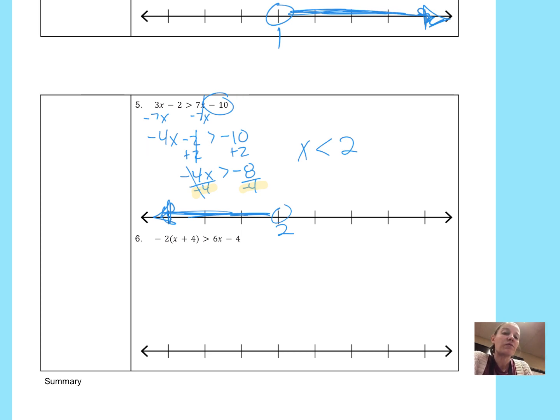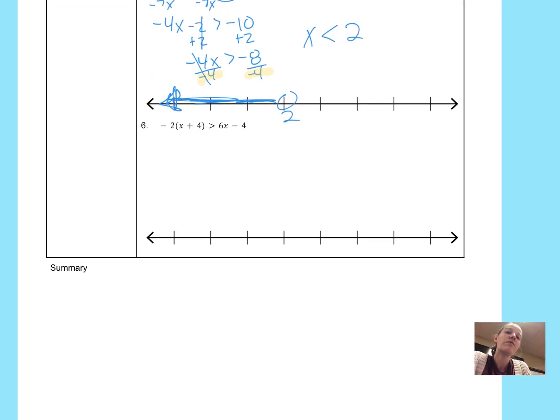And then our last one, we've got a couple different steps. I do have variables on both sides, but I've got distributive property on this left side, so I'm going to take care of distributive property first. Typically, to make it easier, I think, I would do any distributive property, any like terms first before I start moving variables back and forth. I've got negative 2 times x is negative 2x. Negative 2 times a positive 4 is a negative 8. Greater than or equal to, let me just bring this all down.